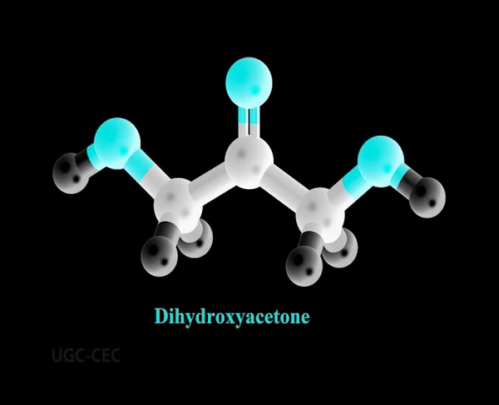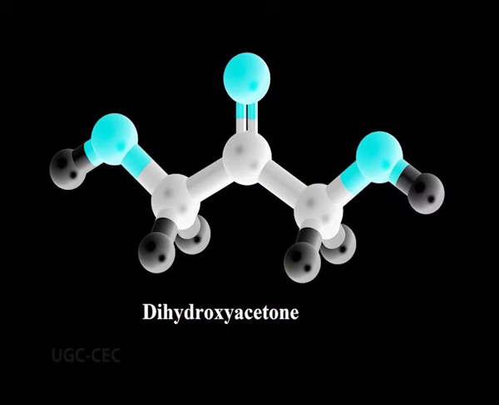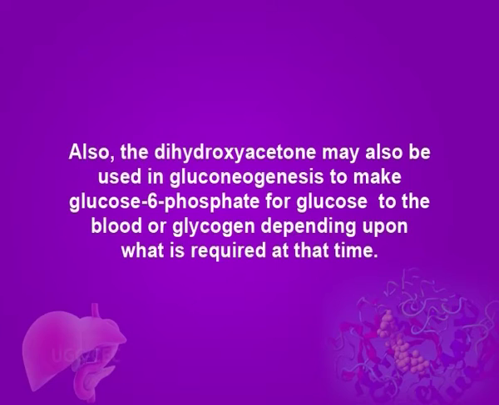Dihydroxyacetone may be converted into pyruvic acid through the glycolysis train to produce energy. Also, the dihydroxyacetone may be used in gluconeogenesis to make glucose 6-phosphate for glucose to the blood or glycogen, depending upon what is required at that time.